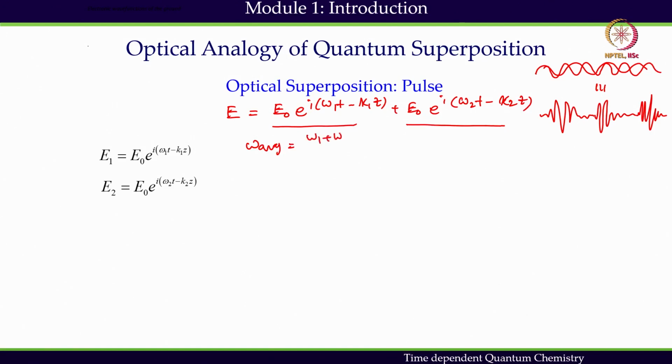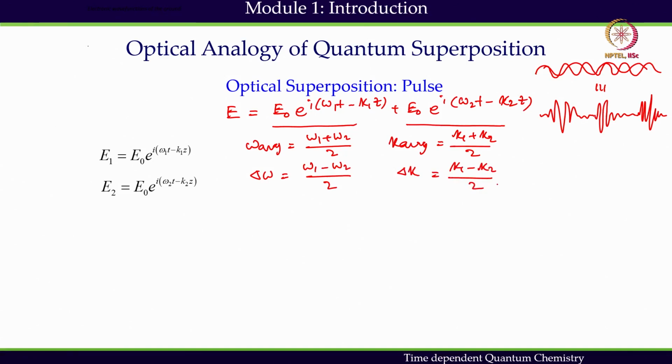We are considering only two electric fields, and if we now define omega average equals omega 1 plus omega 2 divided by 2, k average equals k1 plus k2 divided by 2, and delta omega, the difference in omega between the interfering waves, is omega 1 minus omega 2 divided by 2, and the difference in k equals k1 minus k2 by 2.